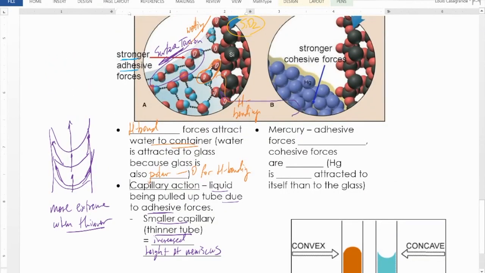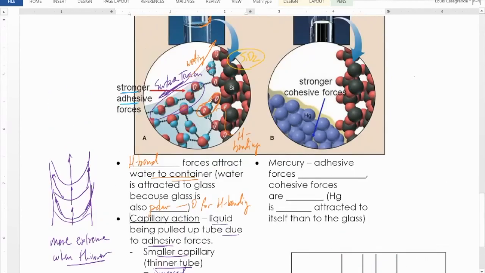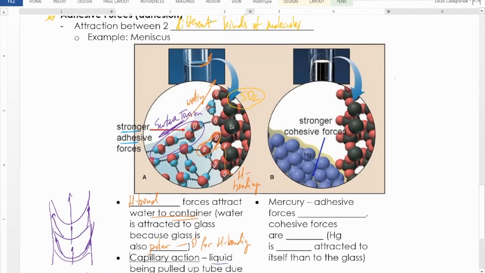But mercury, oh, sorry about that. I'm not sure why that's drawing. Mercury does the opposite. So mercury is a very strong metal, and its adhesive forces, its attraction to the glass, are much less than the cohesive forces.